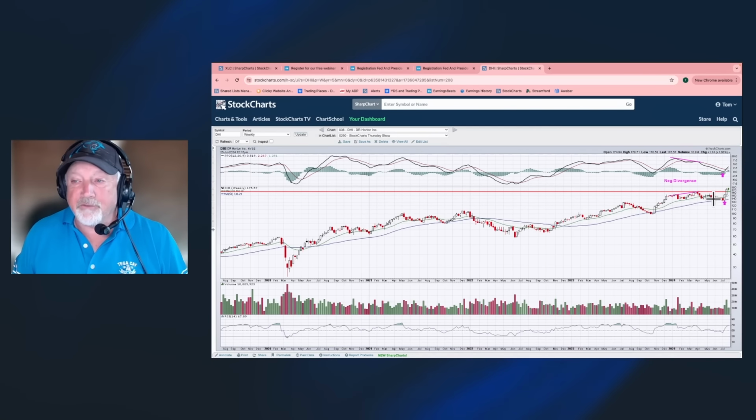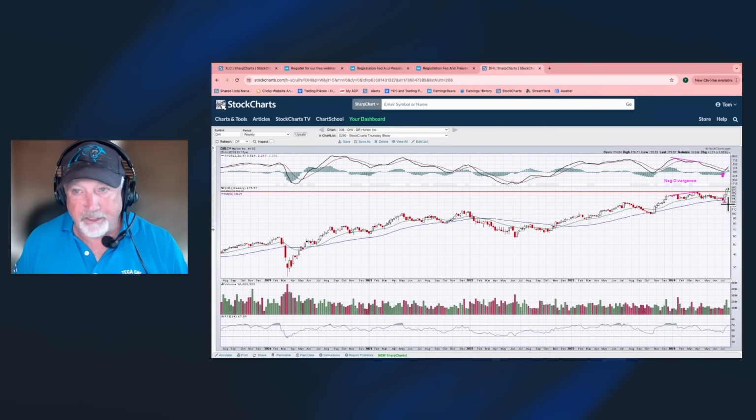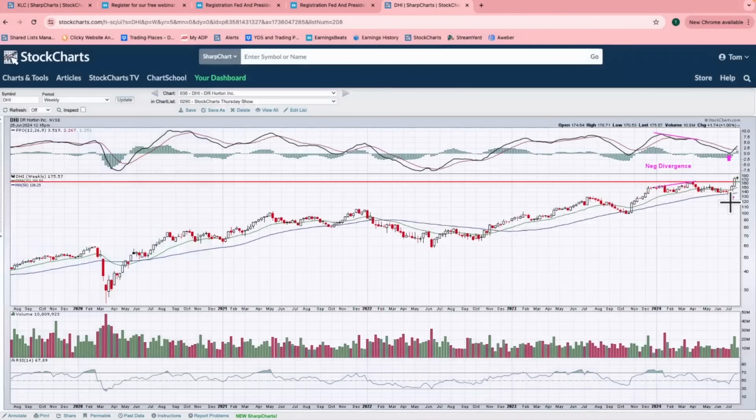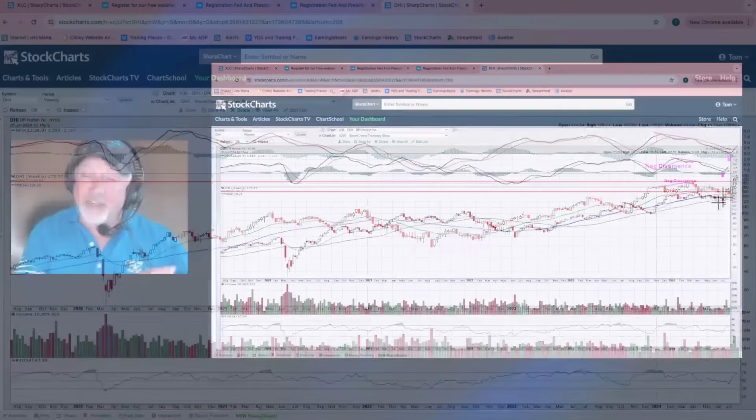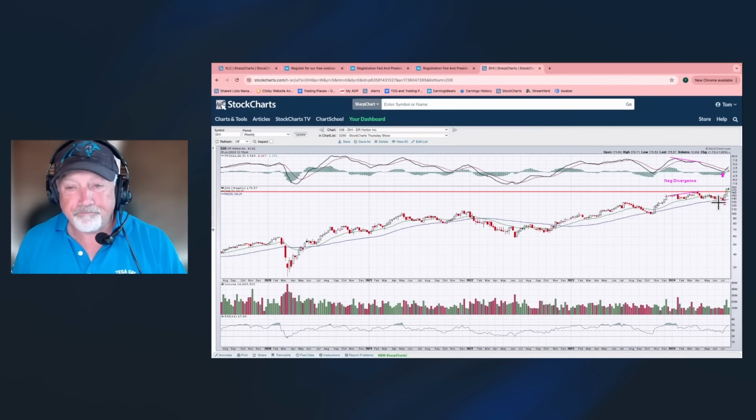Also, when you have a negative divergence, I look for a 50 period test, or in this case, a 50 week test. So it was a beautiful retest. And now coming off of that, we're getting a breakout as the market anticipates lower rates ahead. So again, DHI, Amgen, BK, are stocks that are benefiting from the rotation out of some of those other areas. Anyhow, that's essentially what I have.